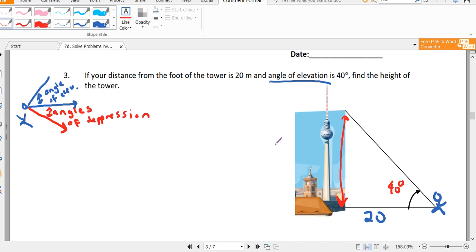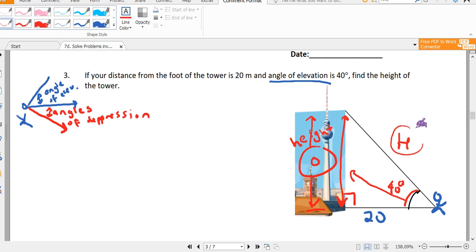So, we need to find the height. We do the exact same steps. Here's the angle. I look across. That is my opposite side, which is what we need to find anyway, right? This is what we need to find, our height. And this is my 90-degree angle, which means this is my hypotenuse, which means this is my adjacent.